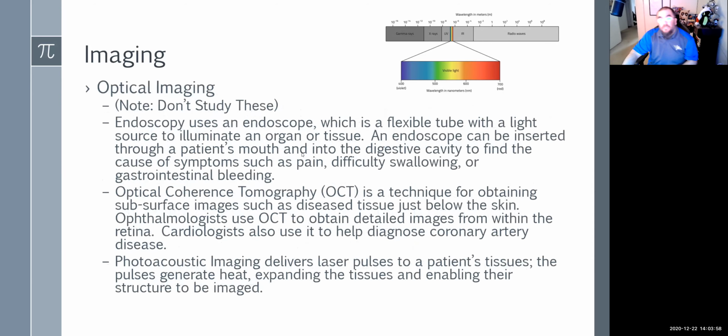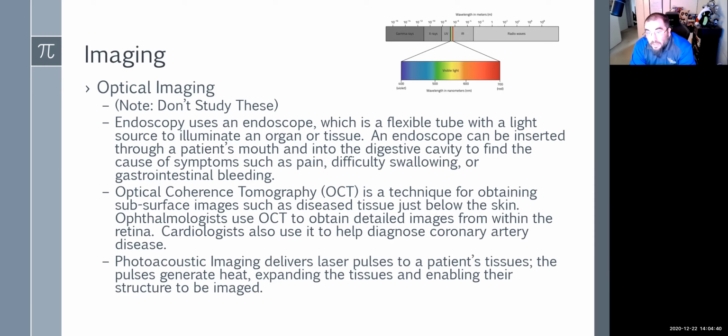All right, so we're going to talk about a couple of different types here. Please note the first thing it says here, don't study these. We're not going to have questions on specifics about endoscopy versus OCT. This is just kind of an FYI so that if you hear somebody going for these, you understand what it means. Endoscope, all of us will probably have to go for this eventually, right? Either down or up. It inserts a flexible tube with a light source to illuminate organs or tissues. An endoscope can be inserted through a patient's mouth or in the digestive cavity or through other ways to diagnose symptoms like pain, difficulty swallowing, GI bleeding, tumors in the lower intestine, stuff like that.